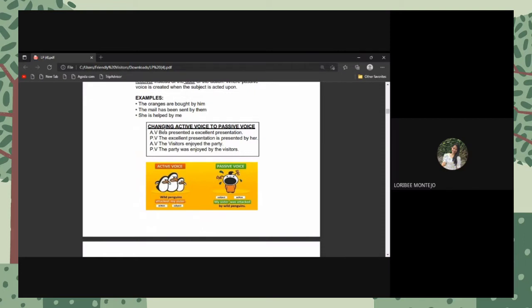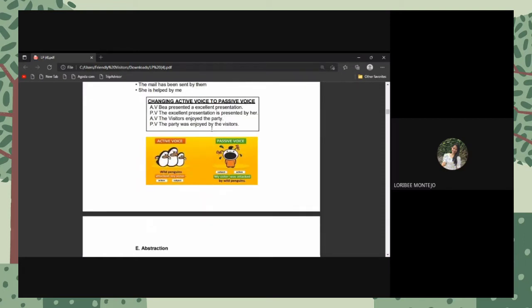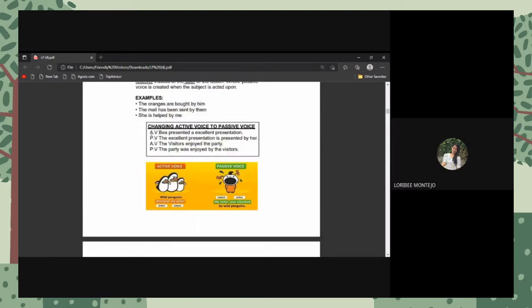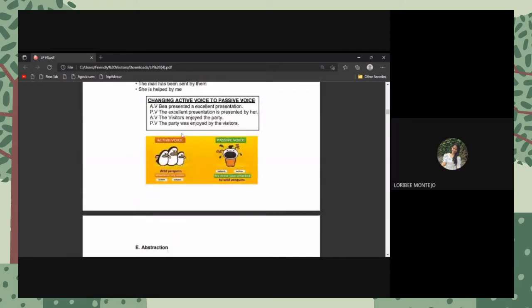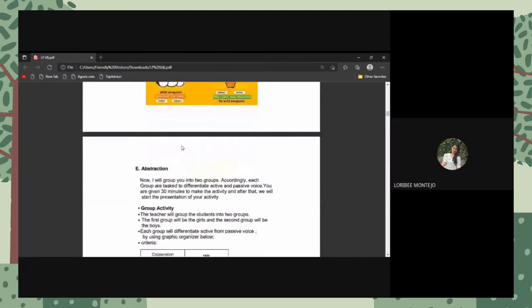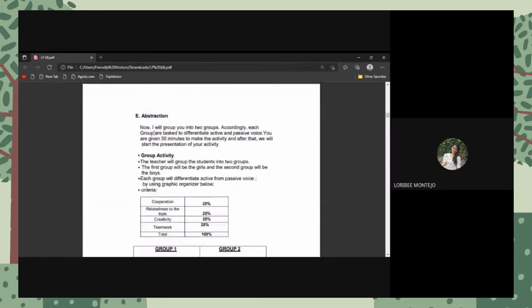know the knowledge of students. I have here provided how to change active voice to passive voice. Here, in an active voice, Bea presented an excellent presentation. In converting or changing into passive voice, it will go to: the excellent presentation is presented by her, and so on and so forth. So let's proceed to the abstraction.